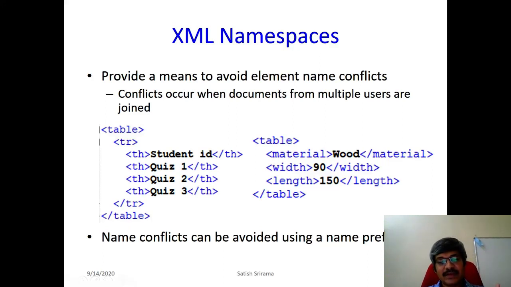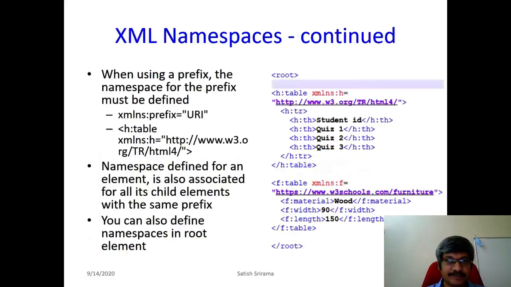Name conflicts in XML can be avoided by using prefixes. This is where XML namespaces come into the picture. See this example. There is a root element, and within that there are two table elements. I am giving a prefix h here, h colon table, and whenever I use this prefix h colon, I have to define a namespace for that prefix. So xmlns colon h, I will give a proper URI reference for that one, in this case w3.org HTML. So this is then known as an HTML table.